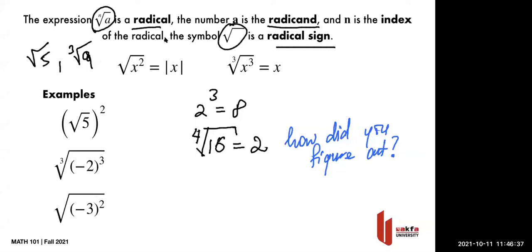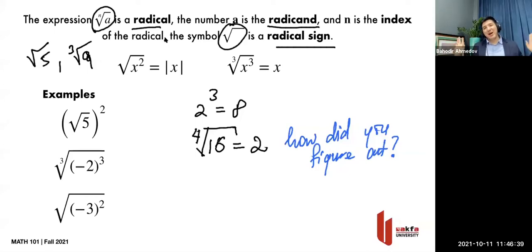Yeah, if you're taking the fourth root of 16, it's simply going to be 2. I mean, the answer is correct. I'm not asking why it is 2. It is 2, true. I'm asking you, how did you figure this out? Figure out, guess. So, how did you guess that this is 2?